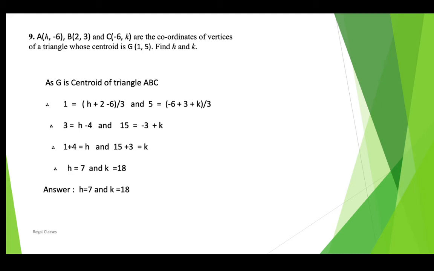A, B, C are the vertices of a triangle whose centroid is given. Again, very simple. Apply the centroid formula. There are two unknowns, but those two unknowns give you only a single variable equation.